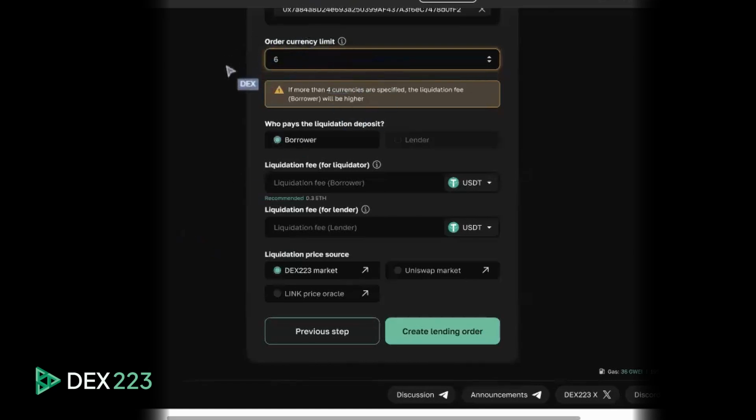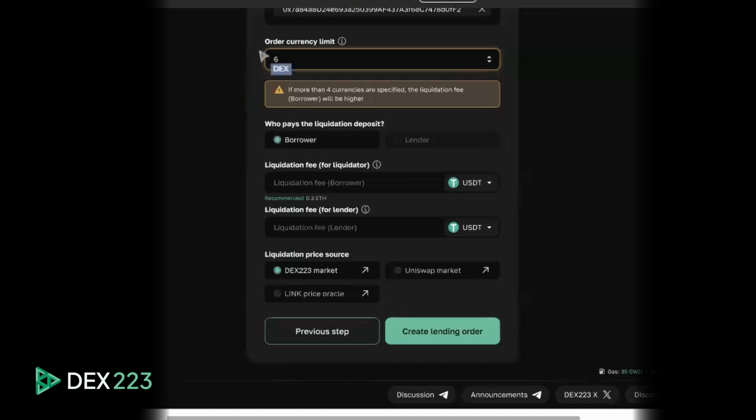This is a technical limitation because if you borrowed, for example, USDT, and you bought a lot of tokens with it, in case of liquidation, all of these tokens have to be sold. And every sell operation is a swap operation, and it costs gas. So if you have 100 tokens, it will cost 100 swap operations.